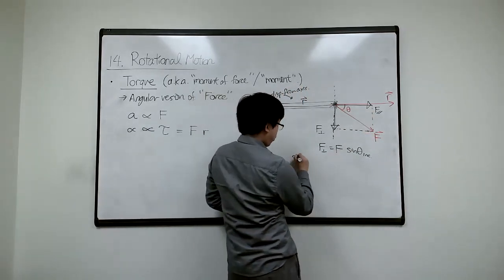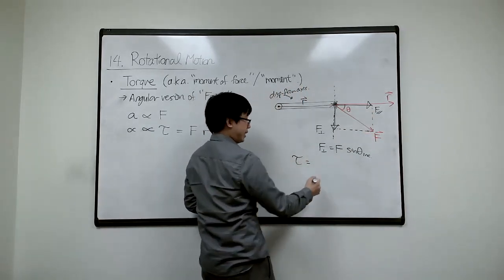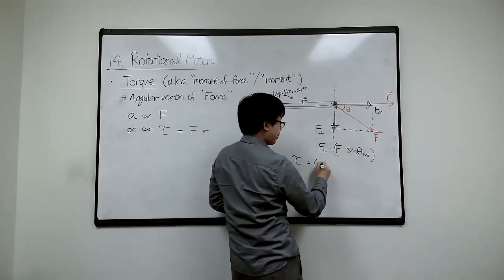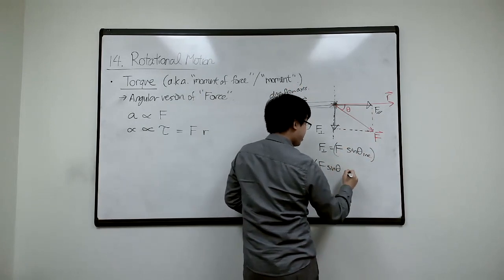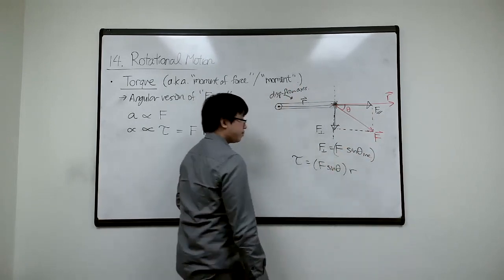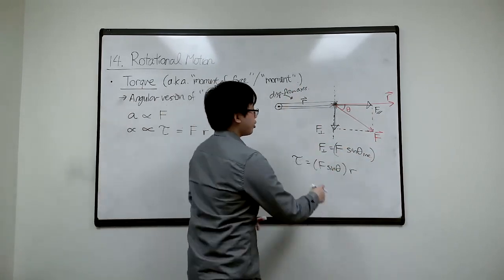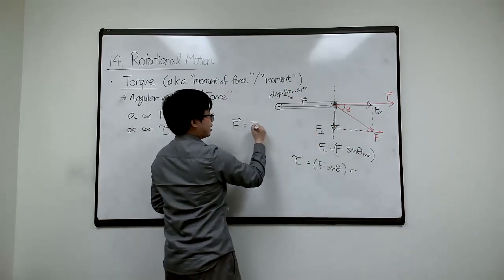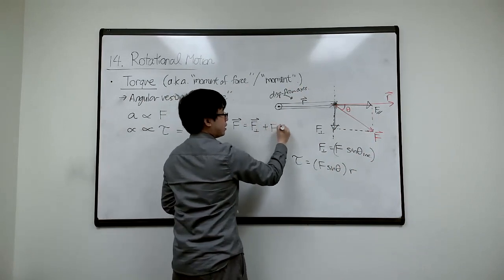All right, so what is the torque? The torque, the curly T, is only this part that's opening the door, right? So it's F sine theta times R, okay? Because I can even make this a vector and say, hey, this guy is this guy plus this guy.